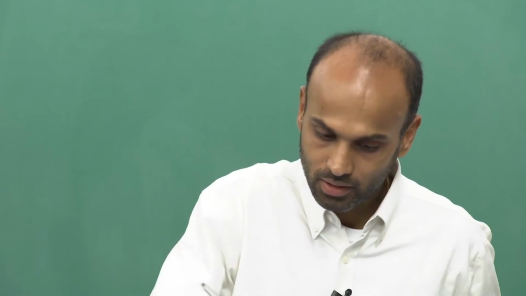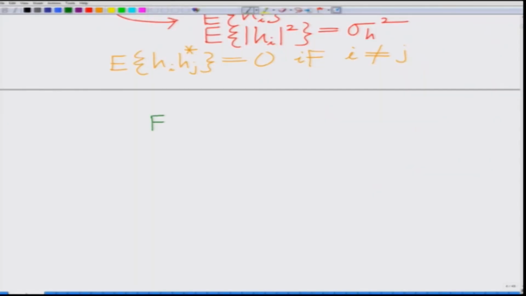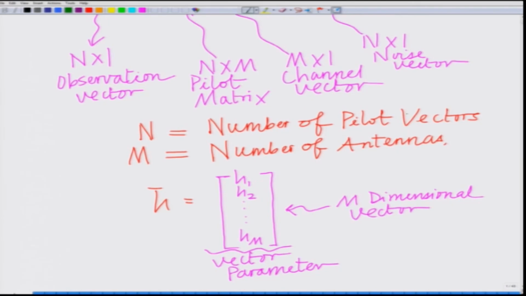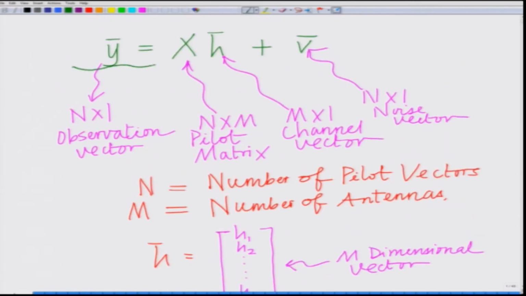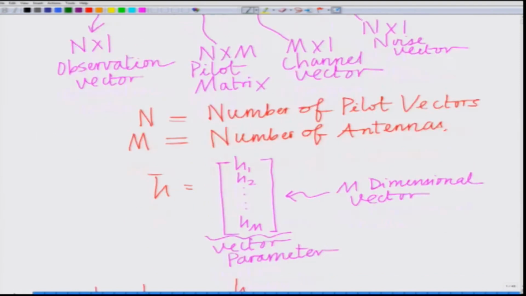We are considering a real estimation scenario so far, and therefore, if you look at the covariance, we have the expected value of h bar into h bar transpose, once again considering real parameters, that will be sigma h square times identity. Okay. And we also derived for this model, that is y bar equals X h bar plus v bar, the various quantities.